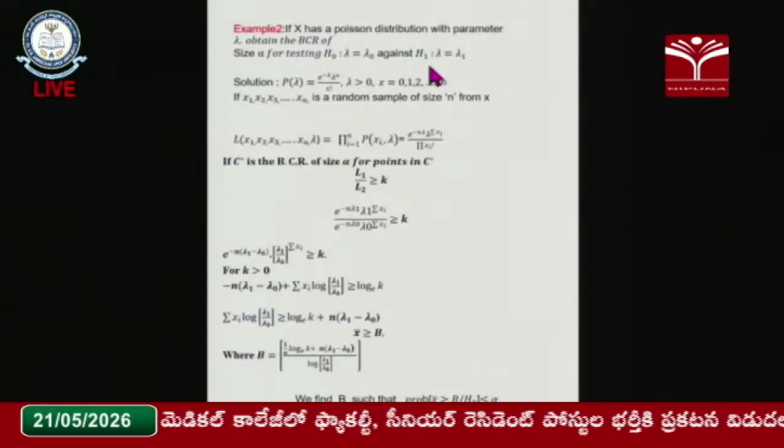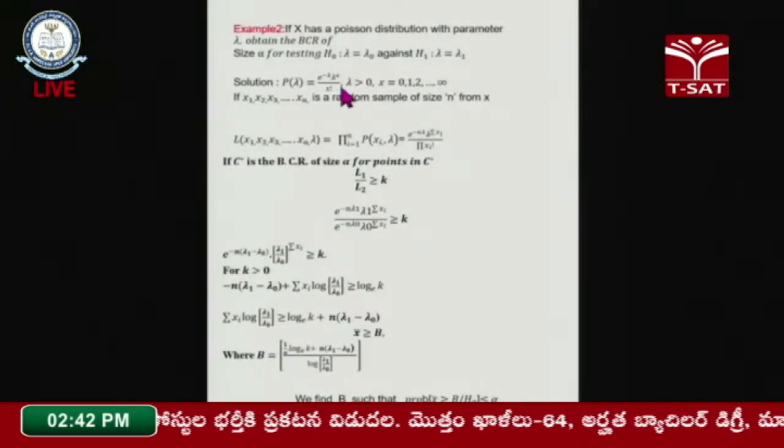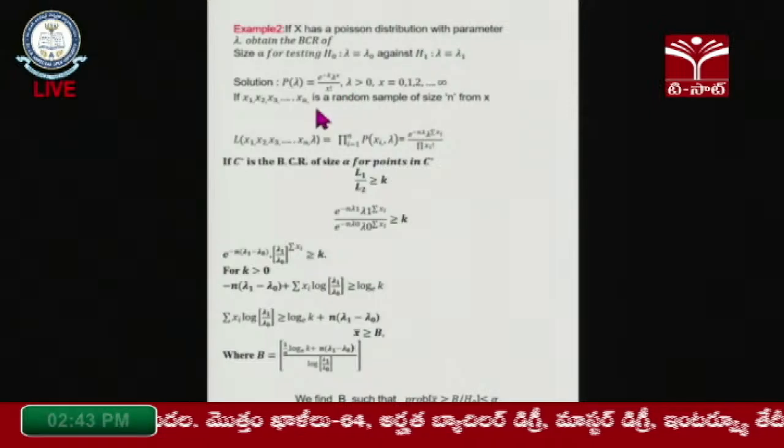The next example is another discrete distribution, the Poisson distribution. X follows Poisson distribution, with probability mass function e^(-lambda) lambda^x by x factorial. Under the simple hypothesis, H0 is lambda equals lambda naught against H1, lambda equals lambda 1. Now define the probability mass function.